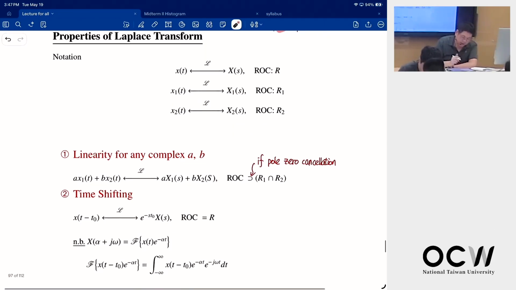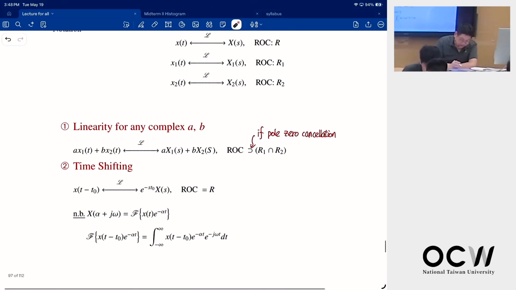The second one, the time shift. If I shift in the time domain, in your S domain, the magnitude is still the same. They only differ in the phase. And the region of convergence is still the same. Okay.